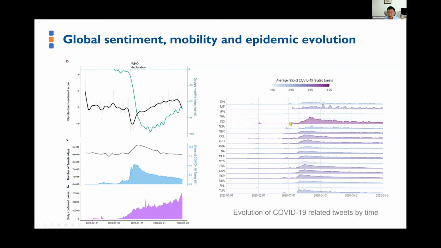After, during the lockdown period, the COVID-related tweets actually contain a larger proportion of this topic in all the tweets. So it means all people care about COVID in their daily life.